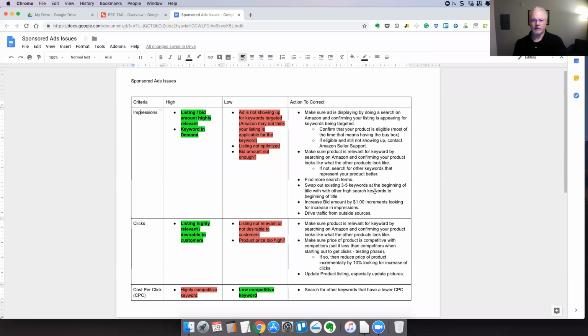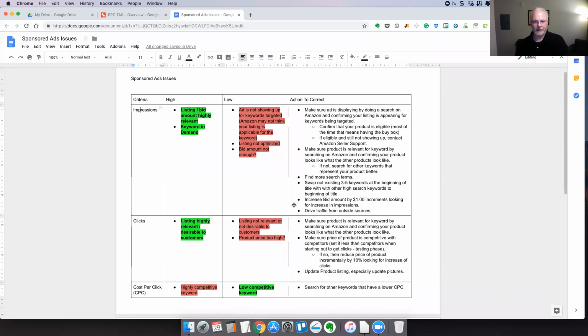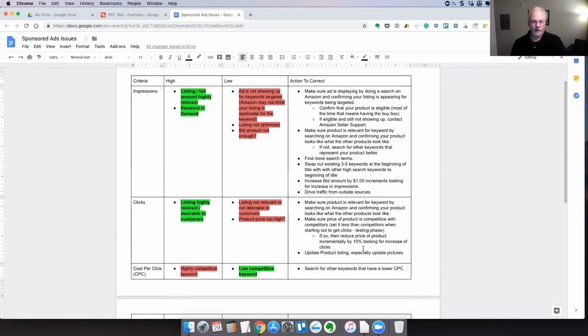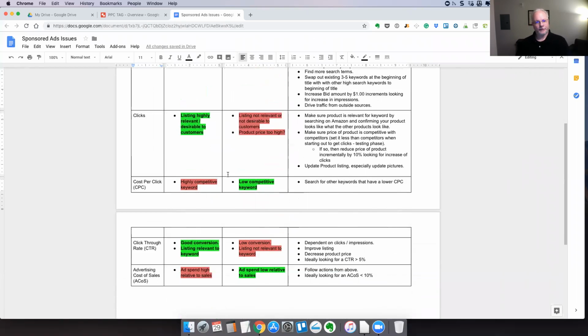Relevancy, let's see. I think same thing we talked about, rotating out keywords for impressions. Clicks, probably the main thing here is update the pictures. Cost per click, these will decrease over time, but you can try to find other keywords that have a lower cost per click. Click-through rate, all of these then kind of filter down to the click-through rate and the advertising cost of sales. As these improve, these will naturally improve also. And eventually, you're trying to get the lowest advertising cost of sales moving forward over time.